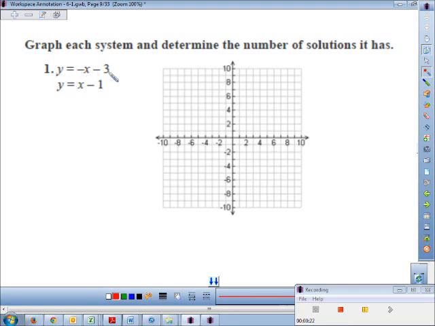First, this will be oblique because it's got both an x and a y in it. And yes, this equation right here is in slope-intercept form. So the y-intercept is -3, and the slope is -1. As a fraction, remember that's -1/1. So we'll go down 1 to the right 1, down 1 to the right 1, down 1 to the right 1. And normally we just connect those four dots together.